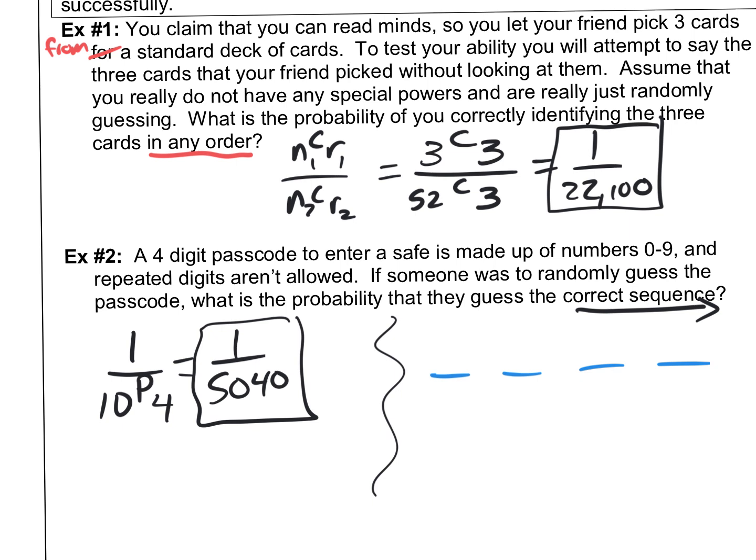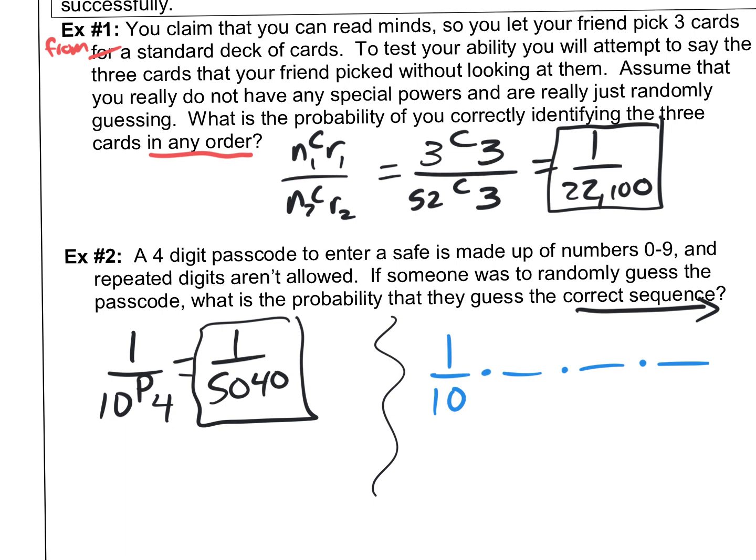What is the probability of the first number you pick being correct? Well, obviously there's one number in that spot that's correct out of 10 possibilities. But I don't want just one thing correct. I want all 4 of these correct. So I need this and this and this and this. Whenever we do and in probability, we multiply. If you see the word and, you're going to be multiplying. If you see the word or, you're going to be adding. But we'll talk more about that later.